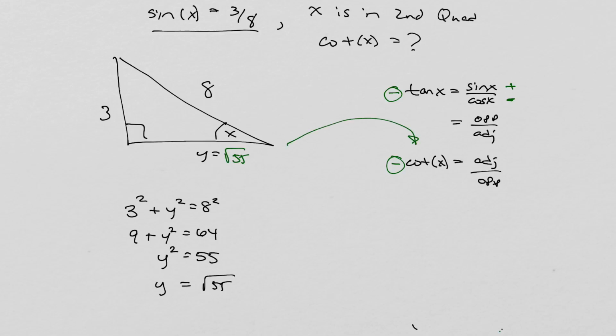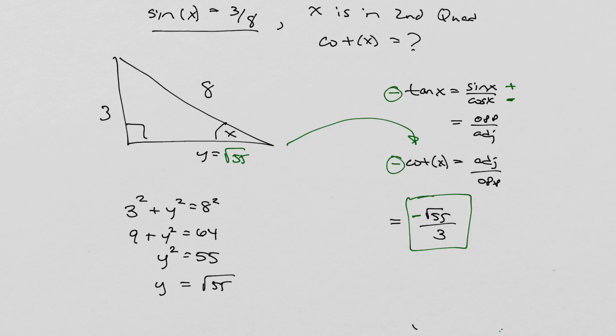So let's go back to our value for cotangent. Okay. It's going to be the adjacent side, which is square root of 55, over the opposite side, which is 3. And don't forget to carry down that appropriate plus or minus sign here, which again gives me a minus number. Okay. So there's my value for cotangent of x.